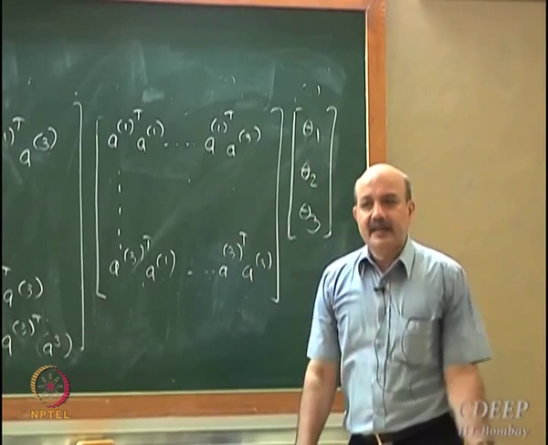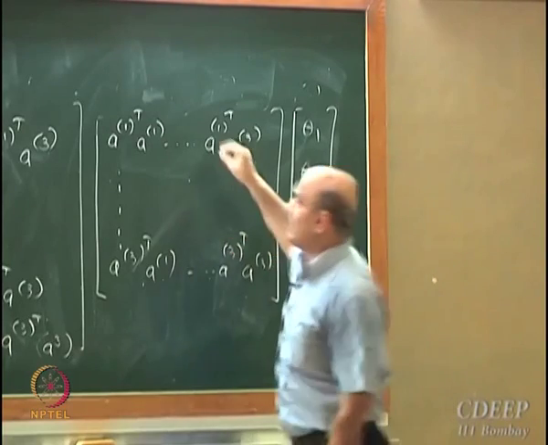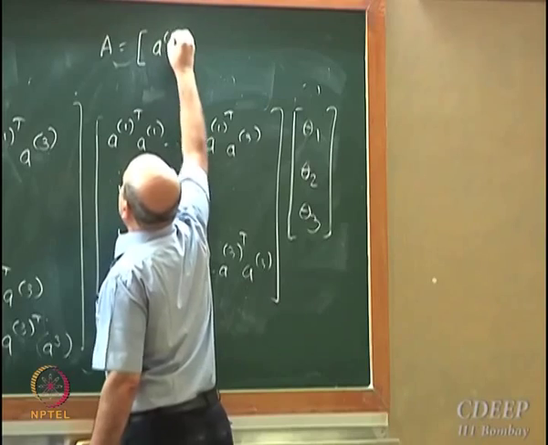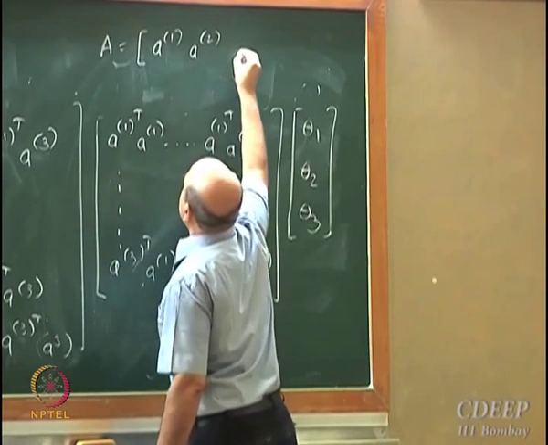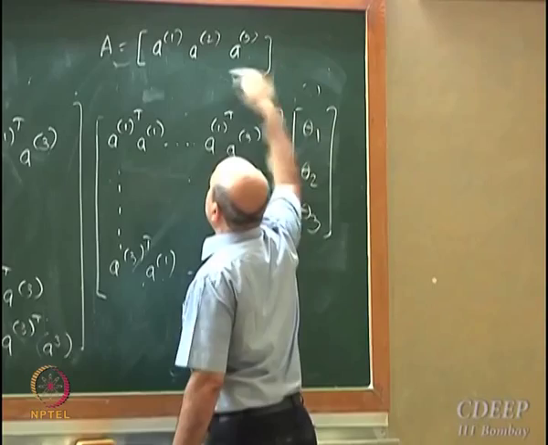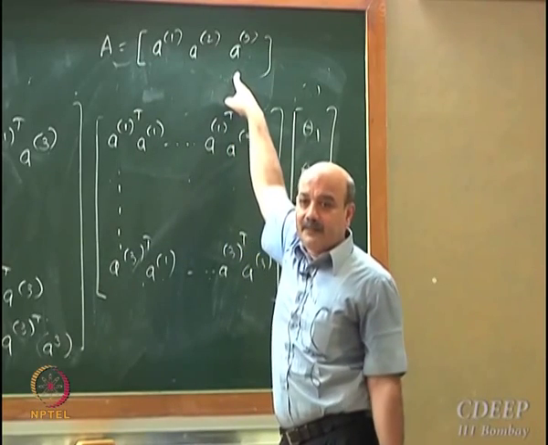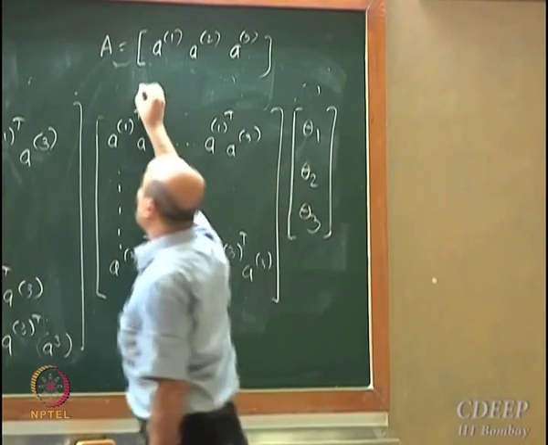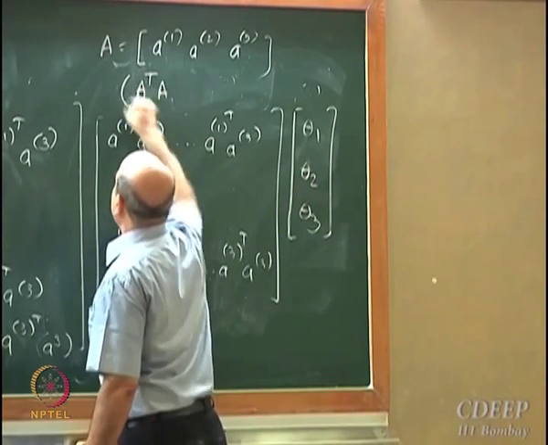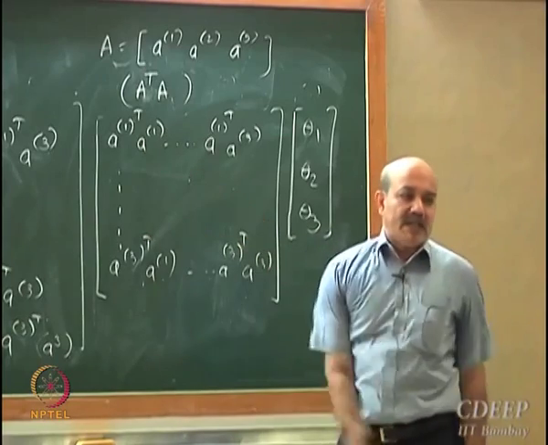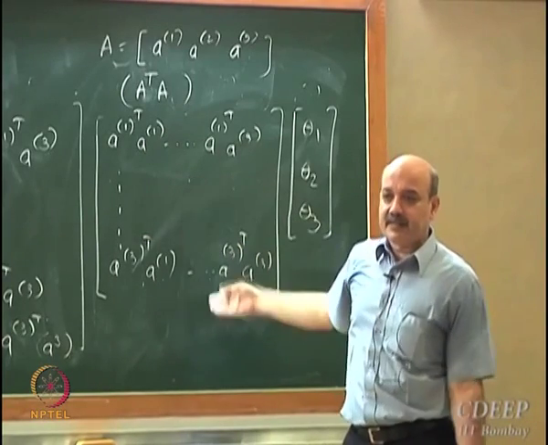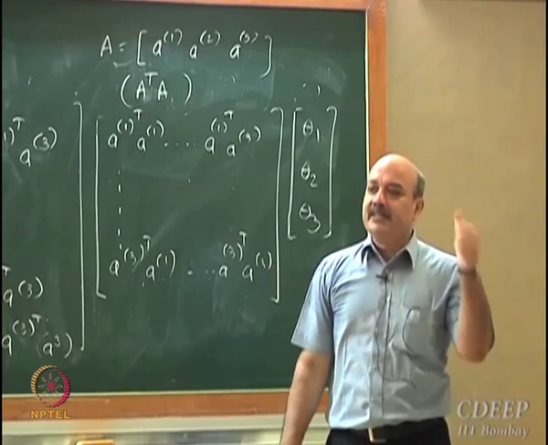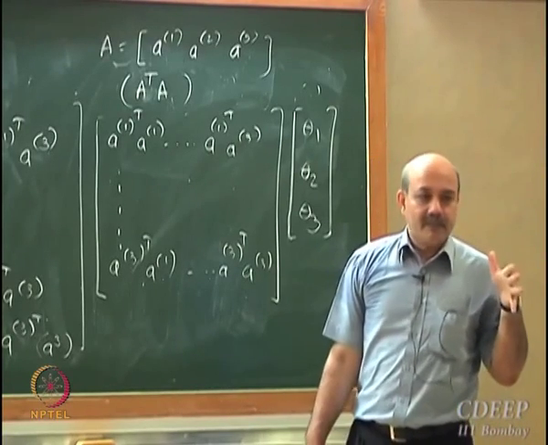okay? Just check, this matrix is nothing but, if I start with A is equal to A1, A2, A3. These are the three columns of A matrix. Okay, very, very easy to check that this matrix is nothing but A transpose A. Its multiplication of A transpose A is this matrix. Okay, the algebra ties in with the geometry very, very nicely.